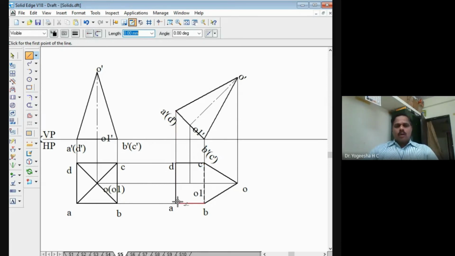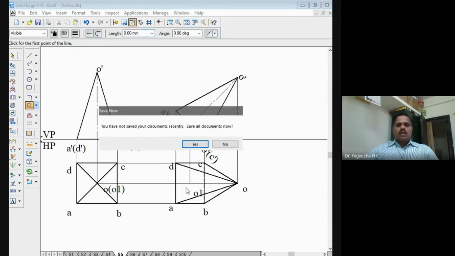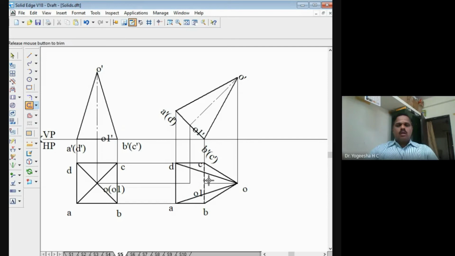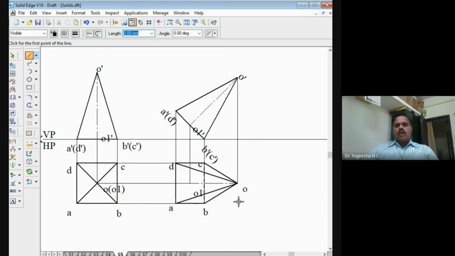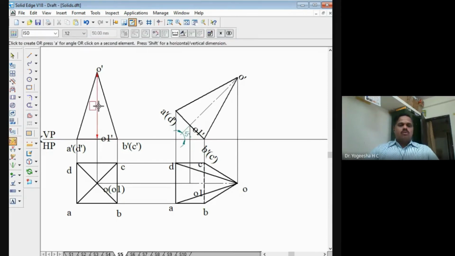A is here visible. A to O is visible. We'll mark it as the visible line. A and D are visible. We'll mark it as visible line here. So this is visible, and this line is also visible. And this axis line we have to mark here. We have to join O and O1 with an axial line. I'll take the line tool here, axial line, and 0.25 mm line thickness. I'll join O to O1 with an axial line. So this is O1 and this is O. This is your second set of views wherein the axis of the solid is inclined to HP by 45 degree. Right? So these dimensions also I can show here.